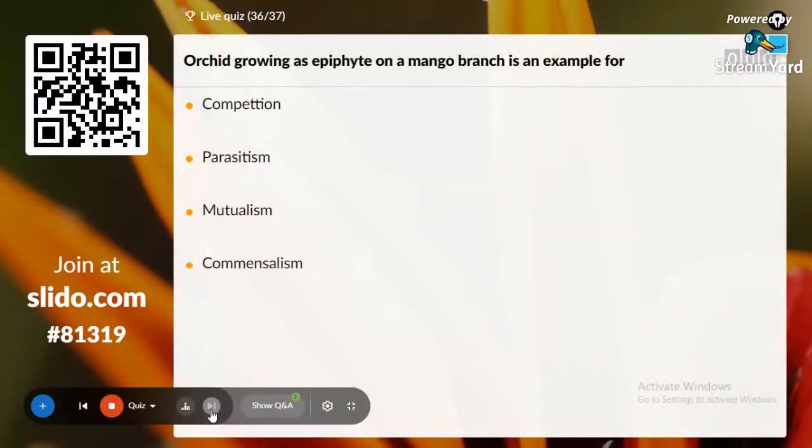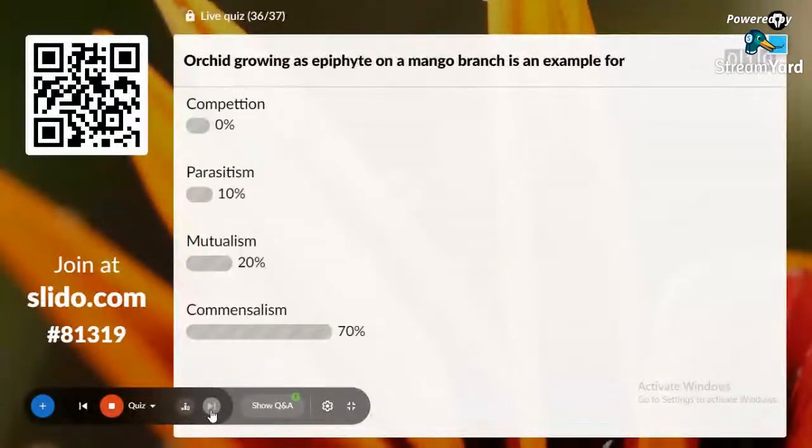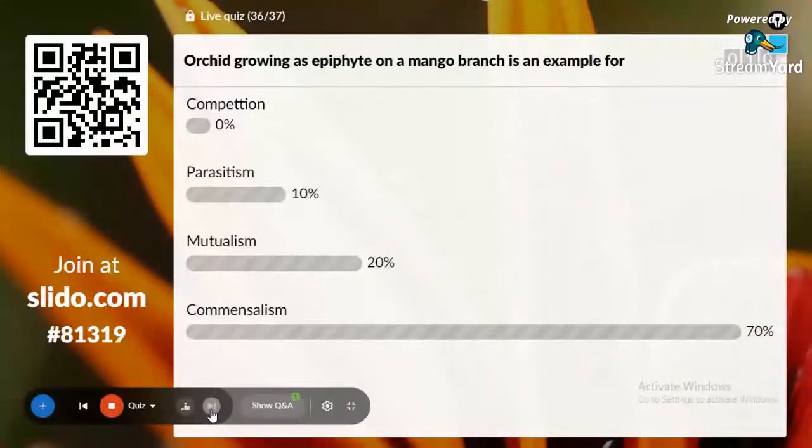Second last question of the day. An orchid growing as an epiphyte on a mango branch is an example of: competition, parasitism, mutualism, commensalism. Good question from the chapter Organisms and Populations. Yes, 70% with option B, which is the correct answer.